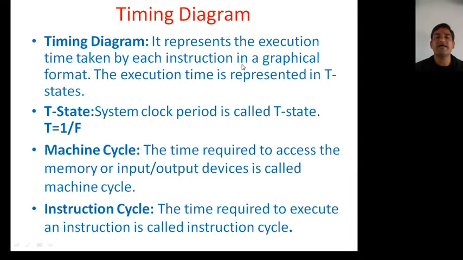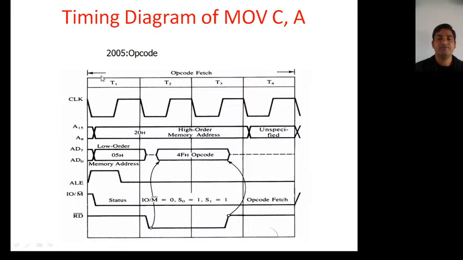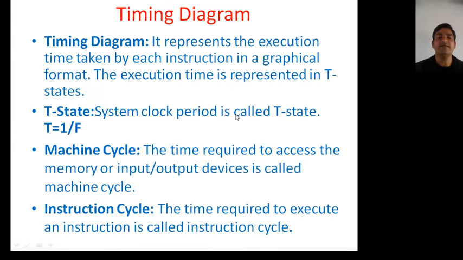Now, what is timing diagram? It represents the execution time taken by each instruction in a graphical format. The execution time is represented in T states. Okay, this is your timing diagram. Four T states are required. Later on we will see how to draw the timing diagram.